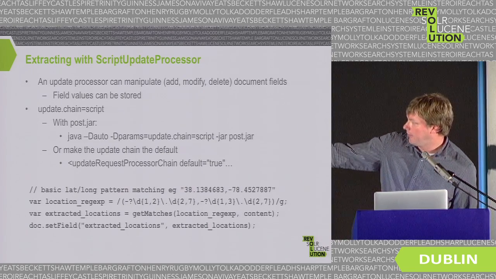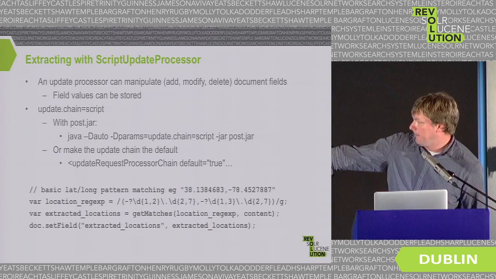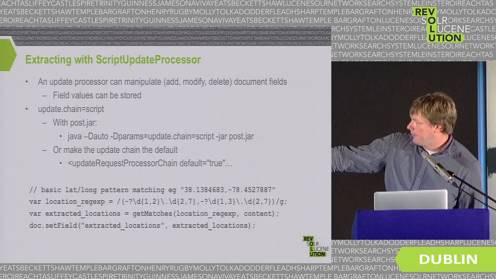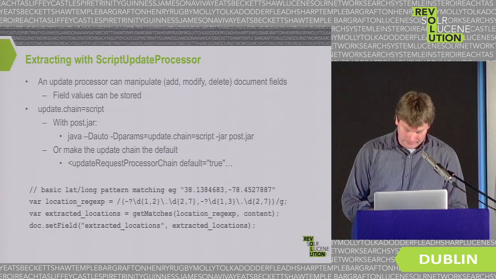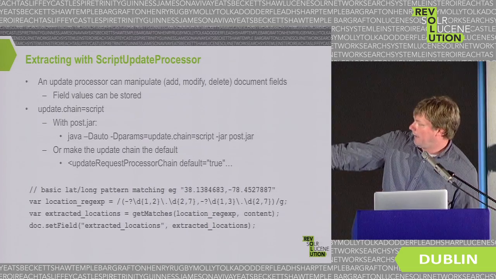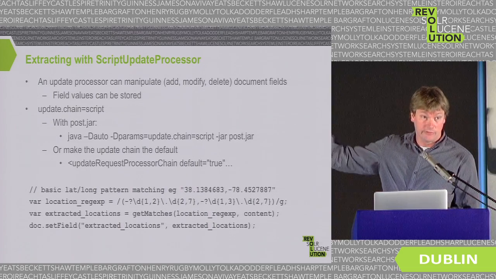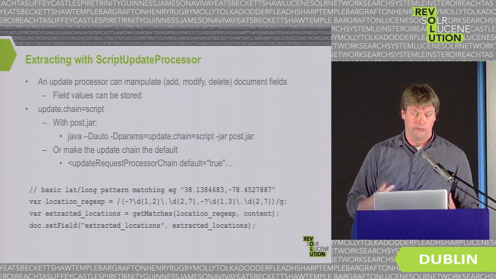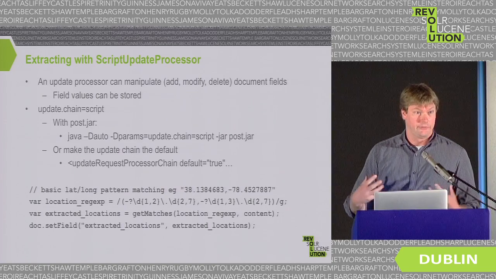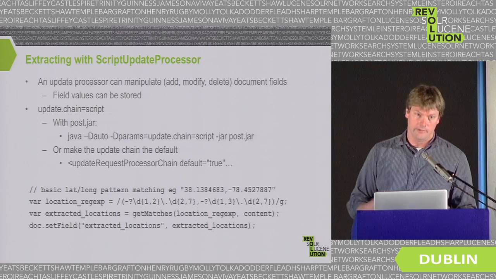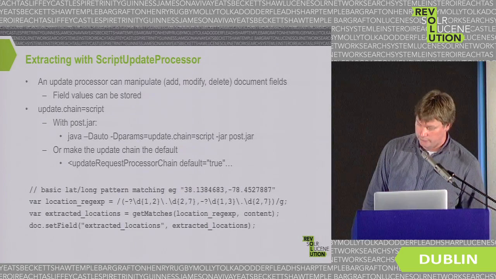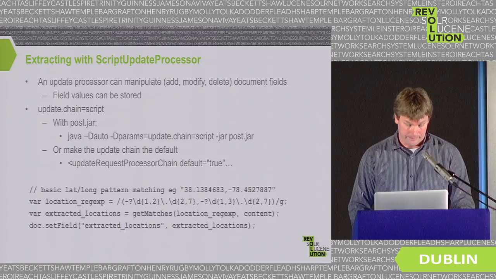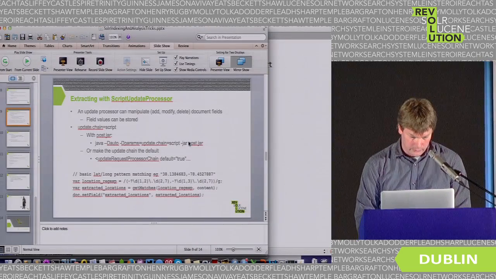And the code that does this is basically right here. There's a pattern that matches number comma number in a lat long looking format. I haven't shown you the getMatches method, but there's a getMatches method in the script that just uses that regular expression against that content, pulls out the matches, and gives you back an array of strings. Then I set the field value here within the script, and voila, I've got this extracted locations field. So let me just show you what made that one tick.